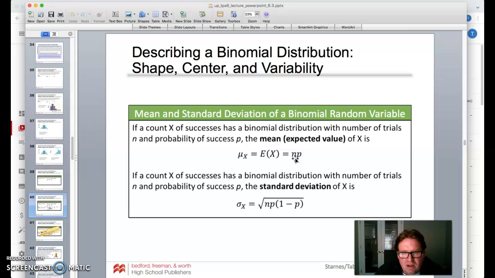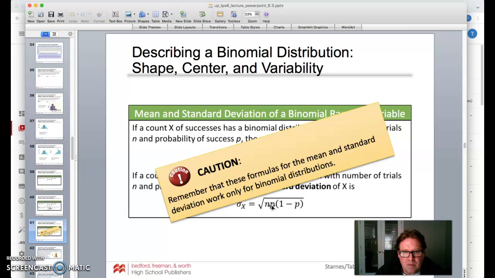Pretty easy. All right, standard deviation: you're going to take how you find the mean, n times p, and then multiply that by the probability of failure, in other words, 1 minus p. Then you take the square root of that. So those are some formulas here that we should get used to. Now, one thing to keep in mind is that these only work for the mean and standard deviation of binomial distributions, okay?